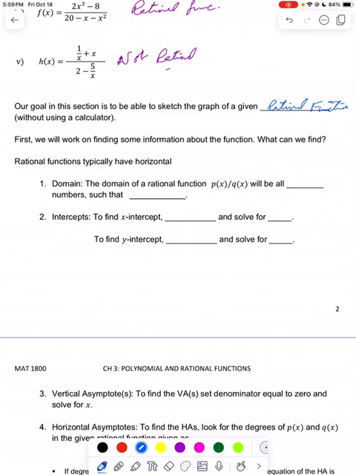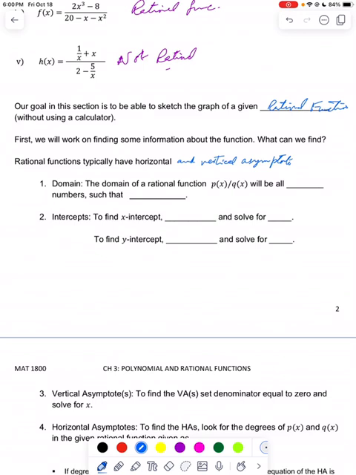So rational functions typically have horizontal asymptotes and vertical asymptotes, but not necessarily. Not every rational function will have a horizontal asymptote, or every rational function will have a vertical asymptote. Not necessarily, but they typically have asymptotes.